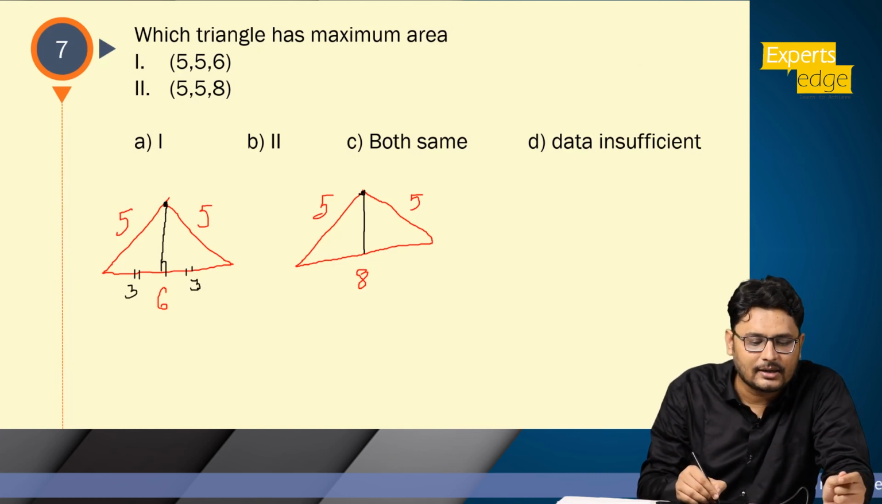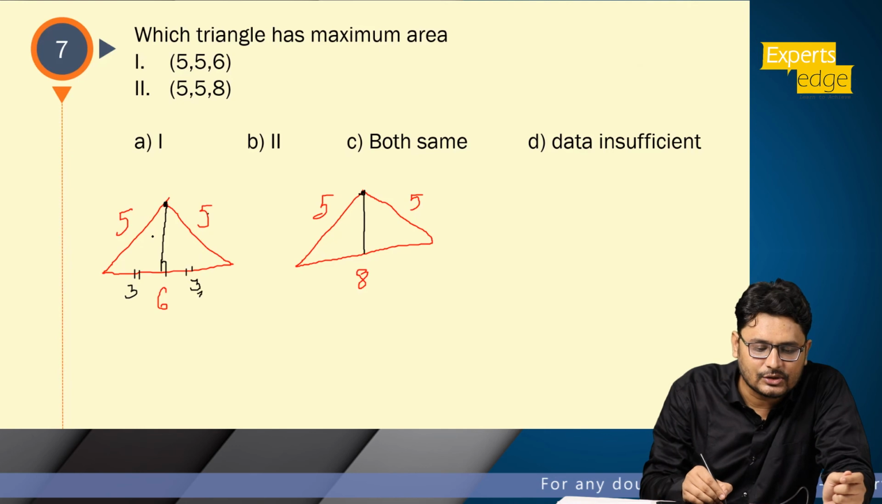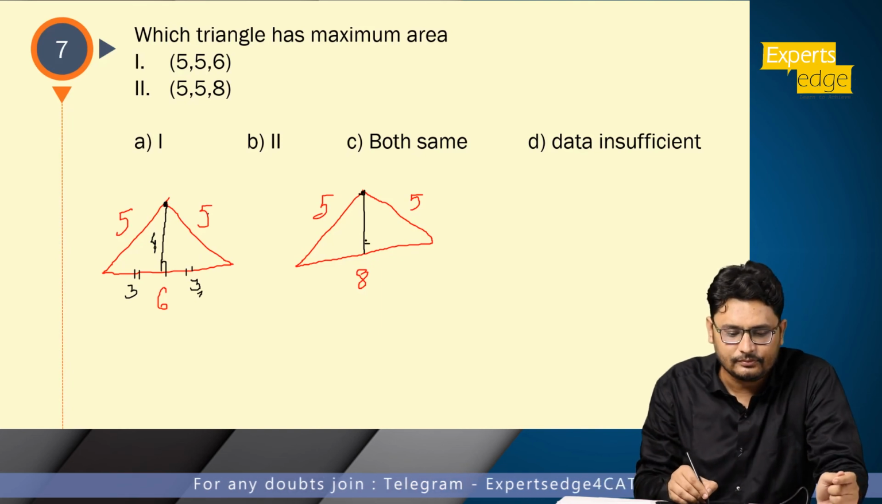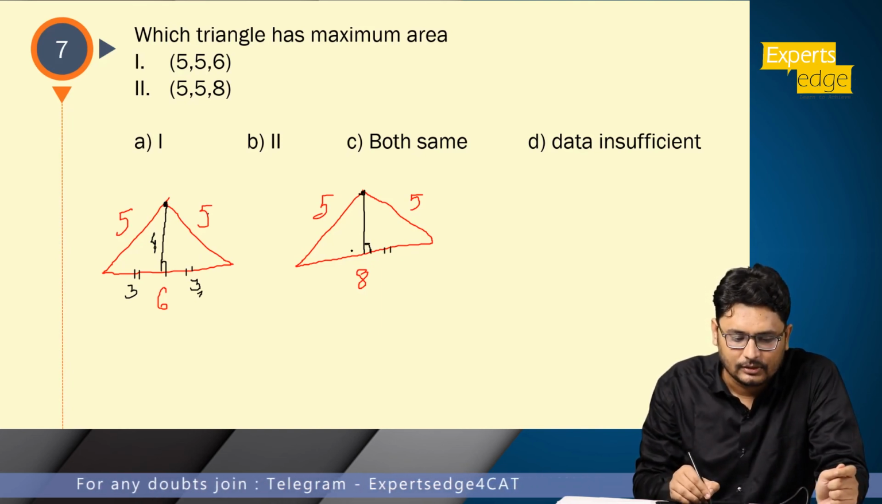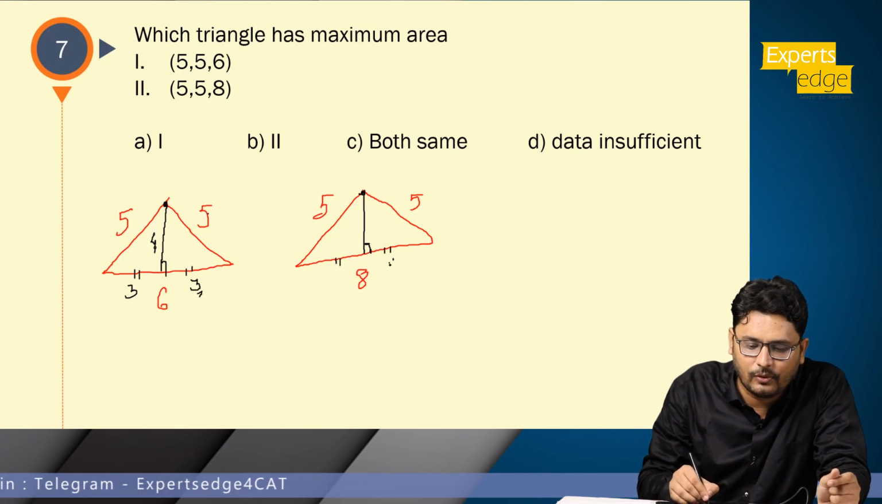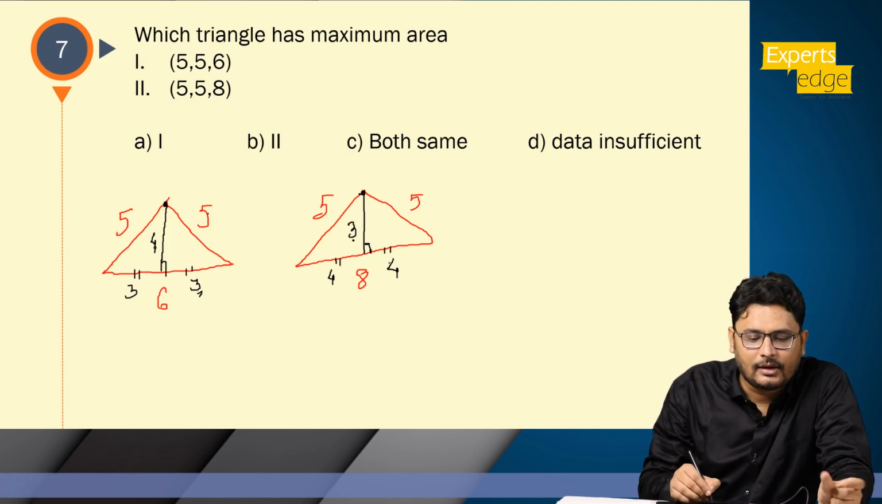So can I get a triplet? Yes, this is 3, this is 5, so this should be 4, right? Now this is also a perpendicular bisector. So as soon as I saw that it is a perpendicular bisector, this would be 4 and this would also be 4 and this will be nothing but 3, right? So can you see?